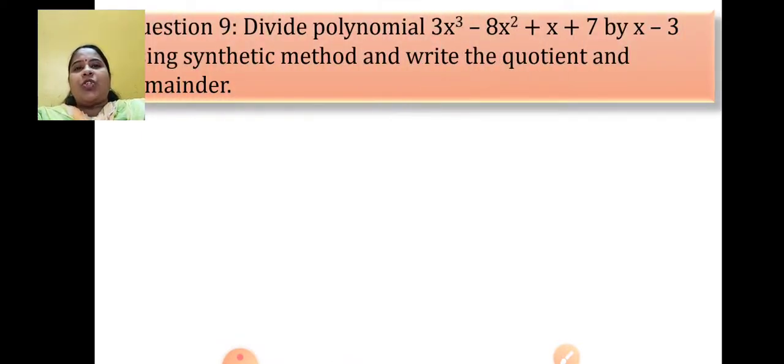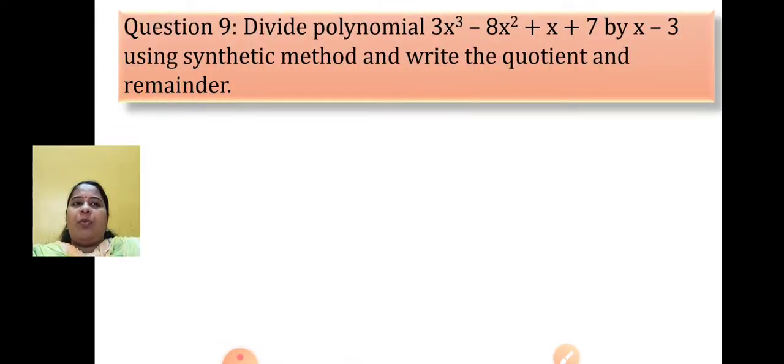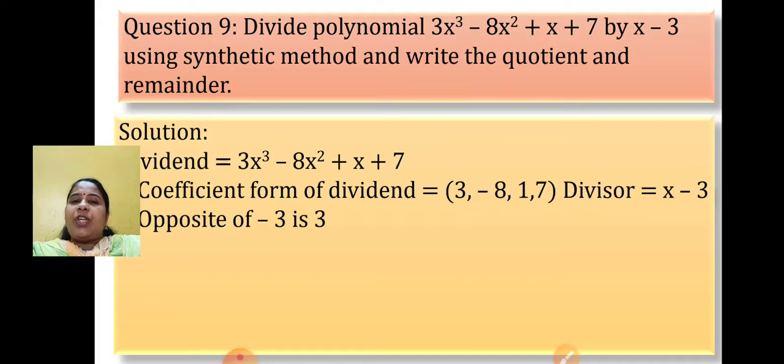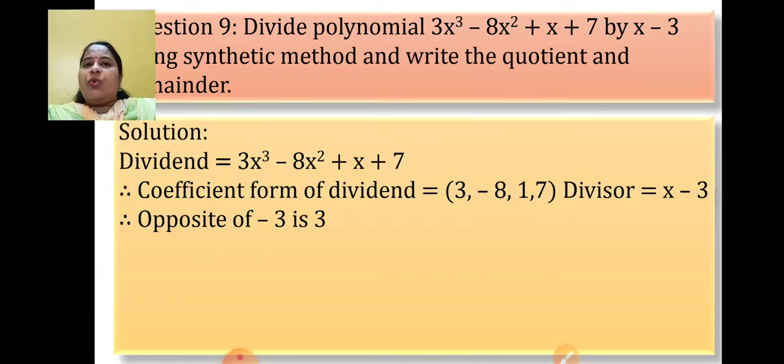The next question is question number 9. Divide polynomial 3x cube minus 8x square plus x plus 7 by x minus 3 using synthetic division. Okay. Now I hope you know what synthetic division is. You remember it. What is the first step? To write the given dividend in coefficient form. Is it in standard form? Cube is there, square is there, x is there and a constant is there. Yes, it is in standard form.